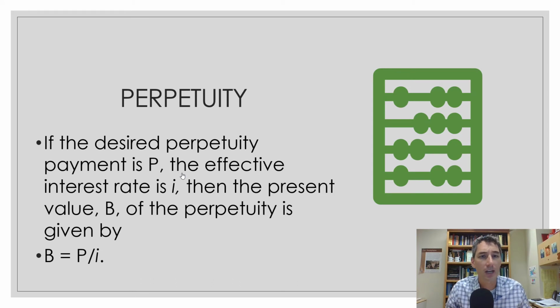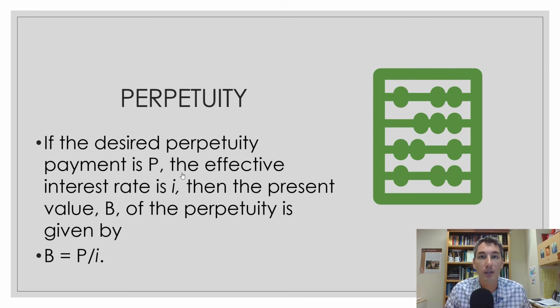So the formula that I alluded to a second ago is: if the desired perpetuity payment is P, the effective interest rate is I, and the present value is B for balance, then the perpetuity formula is given by B equals P divided by I. So the balance needed would be the payment desired divided by the interest rate. That gives you the balance. Or the payment is equal to the balance times the interest rate. Either way, it works. And that's it.